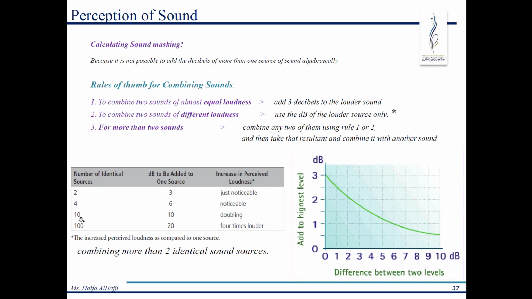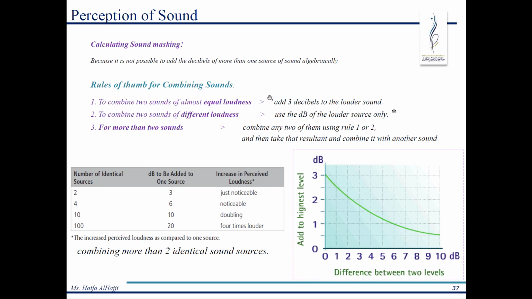See, these are ones you should actually memorize, okay? The number of identical sources, and what's the addition in decibels? Now let's have a look at the rules of thumb here. The first one, to combine 2 sounds of almost equal loudness, like we mentioned here, you just add 3 decibels to the louder sound. Okay? Now, if you have 4, or if you have 10, then you refer to this table.